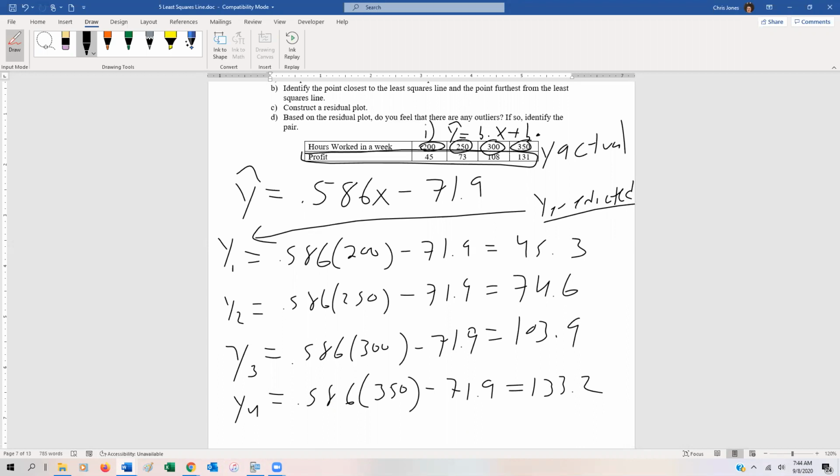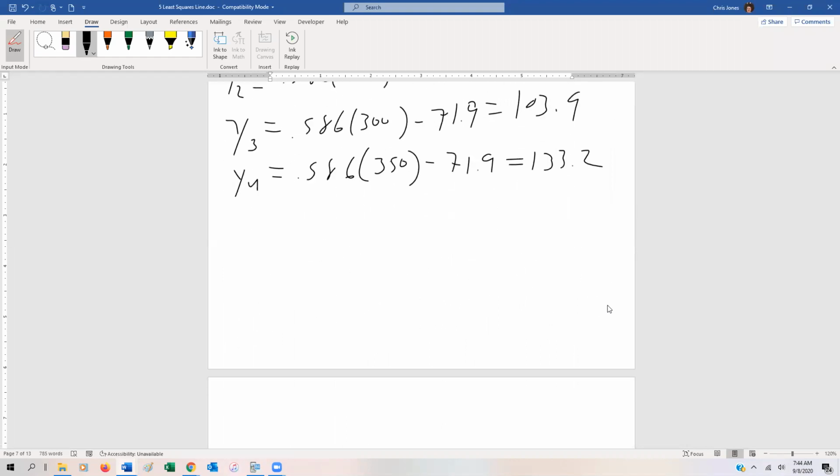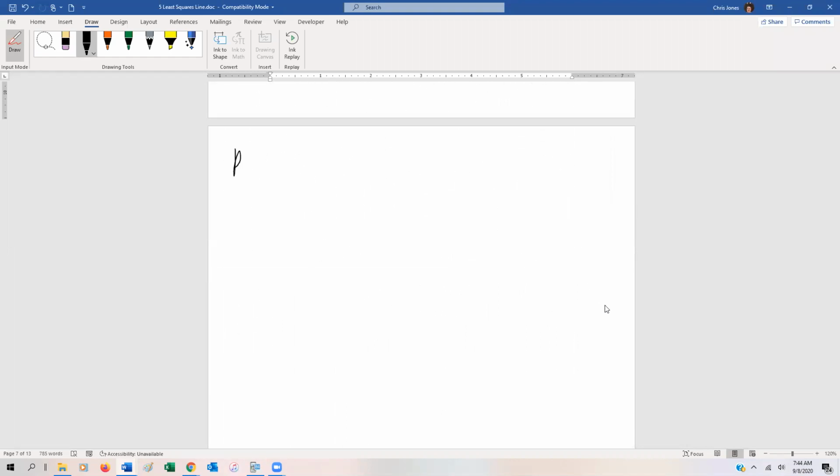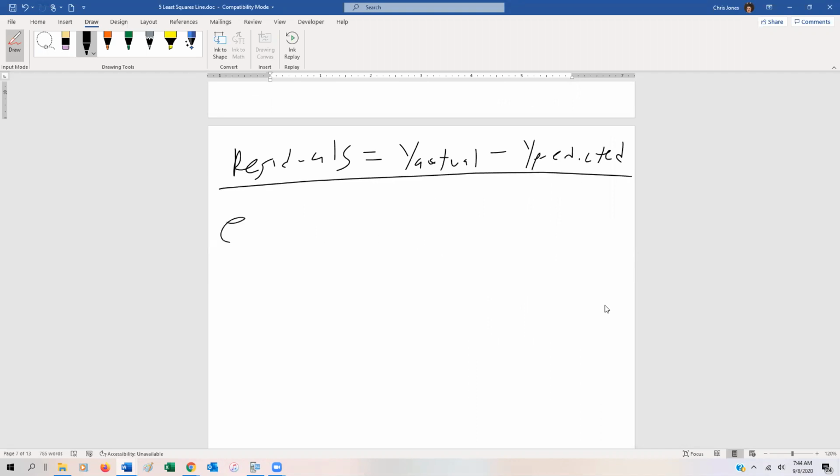And so what we're going to do now is figure out the residuals. And the residuals are going to be the y actual minus the y predicted. So we're just going to take 45 minus 45.3, etc. Right? So we're going to make one last table to find the residuals, which are y actual minus y predicted. Now I'm going to call this E1, or error 1 for residual. And that's going to be equal to the actual value, which was 45.